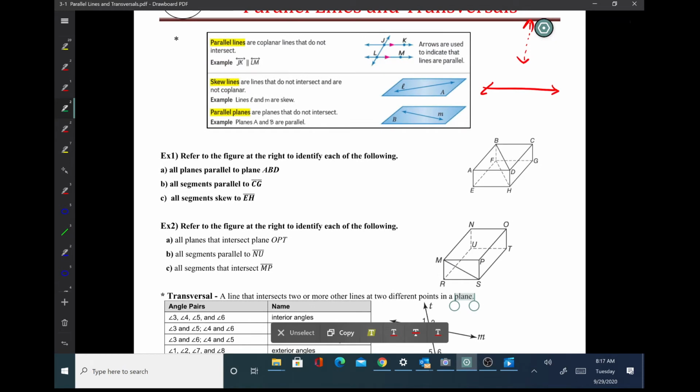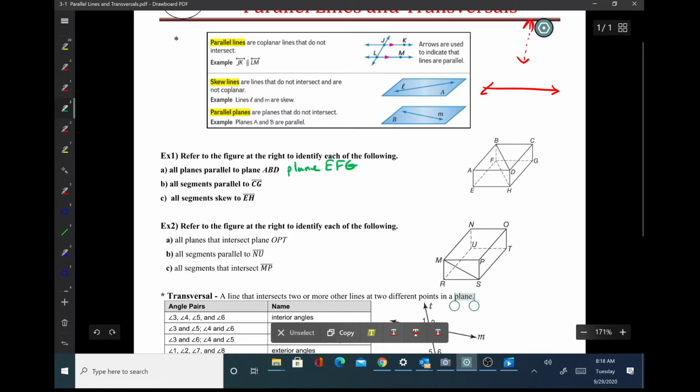All right, so first question, example one. Refer to the figure at the right. All the planes that are parallel to ABD. Okay, so ABD is this plane. What planes are parallel to it? Well, really, there's only one plane, and it's that bottom plane, the one underneath. And what is that? EFG. And remember, when you name planes, you have to name planes with at least 3 points.